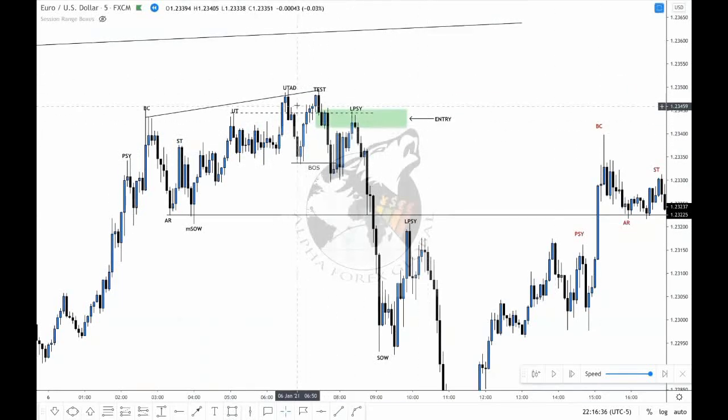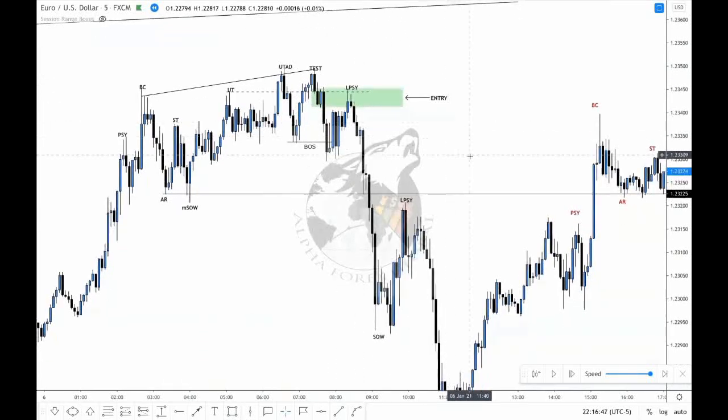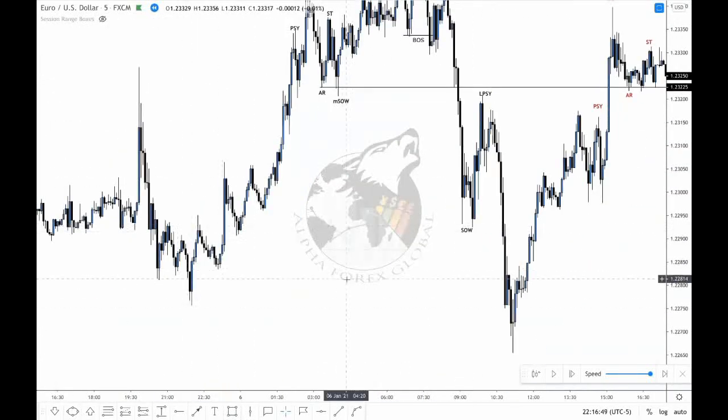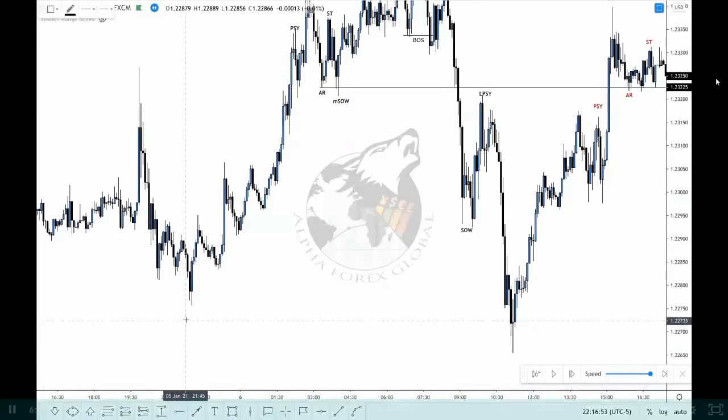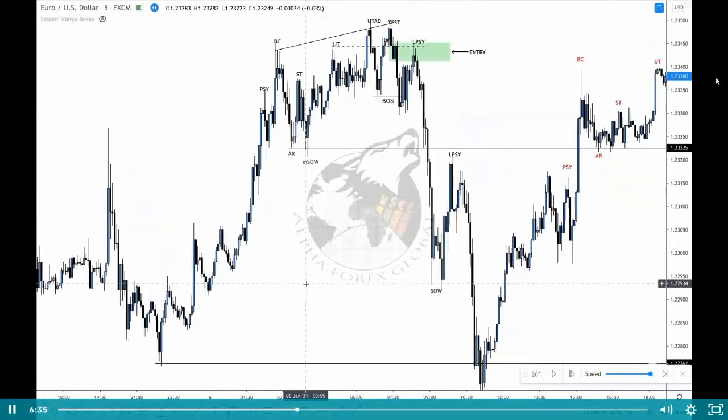Now if you look at this, the market broke structure from the test, and then you have an order block right here, and then the LPSY. So this would be your safest place to take entry, right? And then the market pushed all the way down. This would be your first take profit, right? This would be your first take profit.